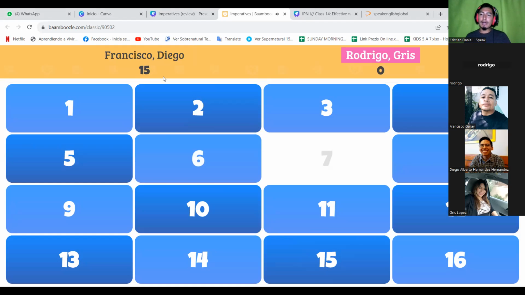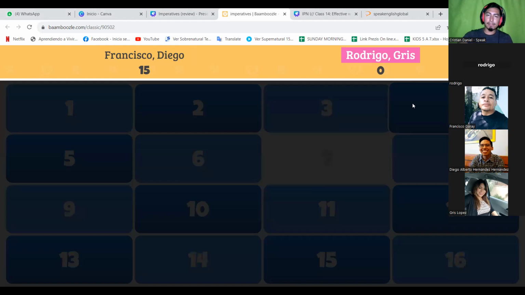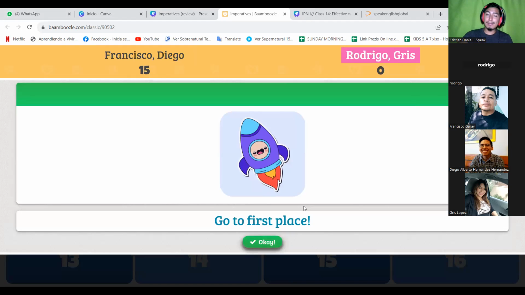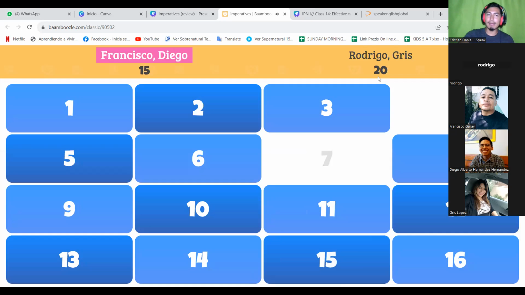Let's move to Rodrigo. Rodrigo, tell me a number. Number 4. Number 4. Let's see. Hey, go to the first place. It means that Francisco and Diego's points move to Rodrigo and Griselda. Okay, well, actually they don't move, but you have more points than the other team. Okay, so very good. Okay, Rodrigo, and you don't have any question for you. Okay, that's nice.